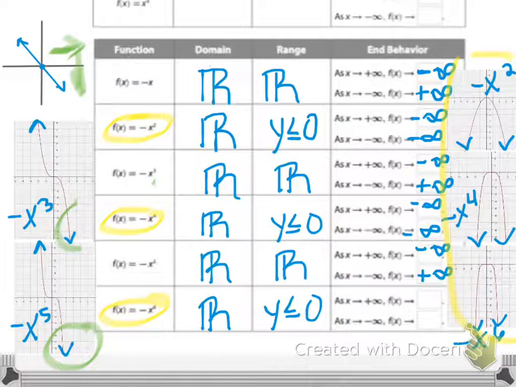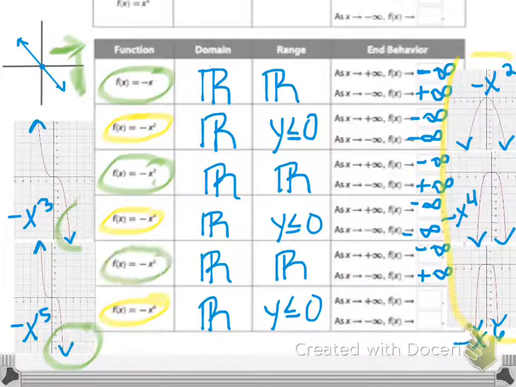And then all the odd ones, you got negative x cubed, and negative x to the 5th, and those are all going to have all real numbers for your domain and range, and the ends will always go in the opposite direction, with the right-hand side facing down and the left-hand side facing up for all of these.